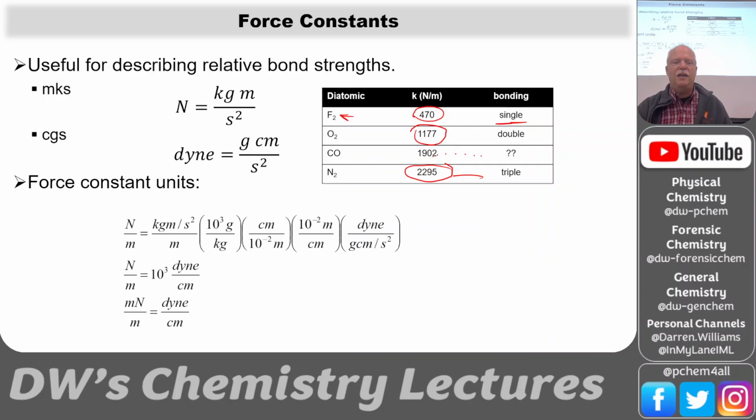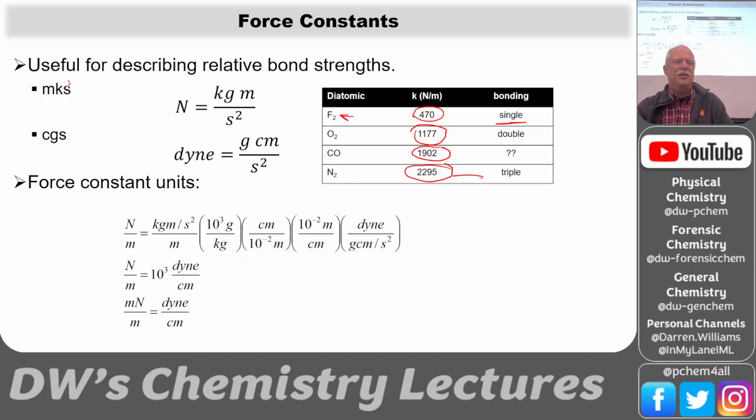But carbon monoxide, we're not sure. If you do the Lewis dot structure of carbon monoxide, if you try to make an octet, then there's some problems with it. If you try to reduce the formal charges, you end up with a double bond. And so this one is kind of confusing, but we could use that force constant to show that maybe it's like 2/3 of a triple bond, 1/3 of a double bond.